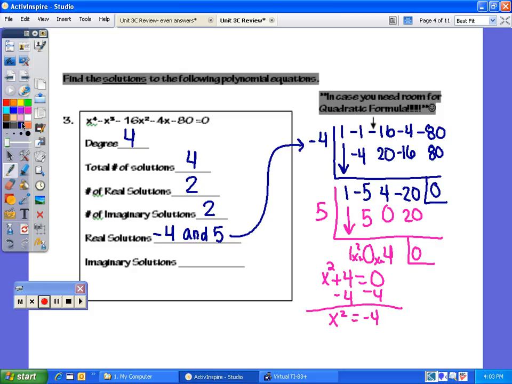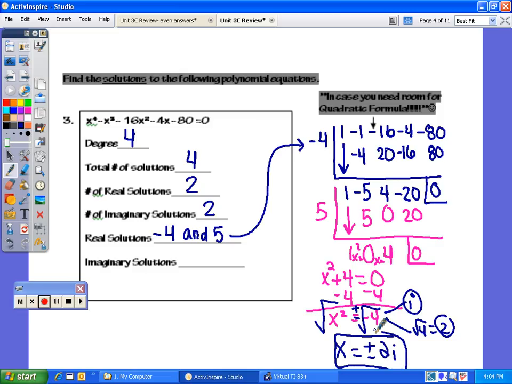Notice that I'm going to have a negative under my square root. So I have i for that negative and square root of 4, which is 2. So my answer for x is plus or minus 2i, which means it can be negative 2i and 2i, because I'm supposed to have 2 imaginary solutions.